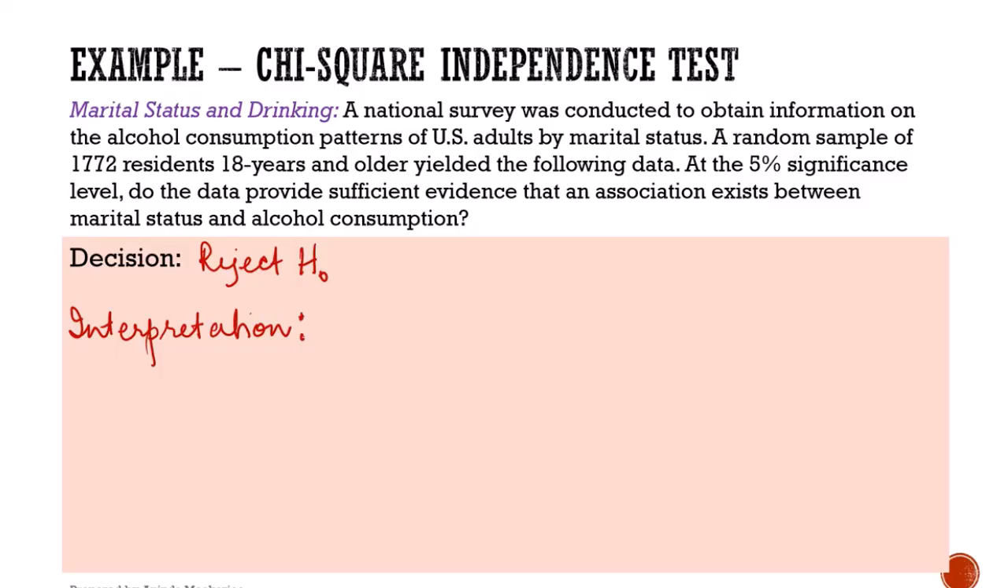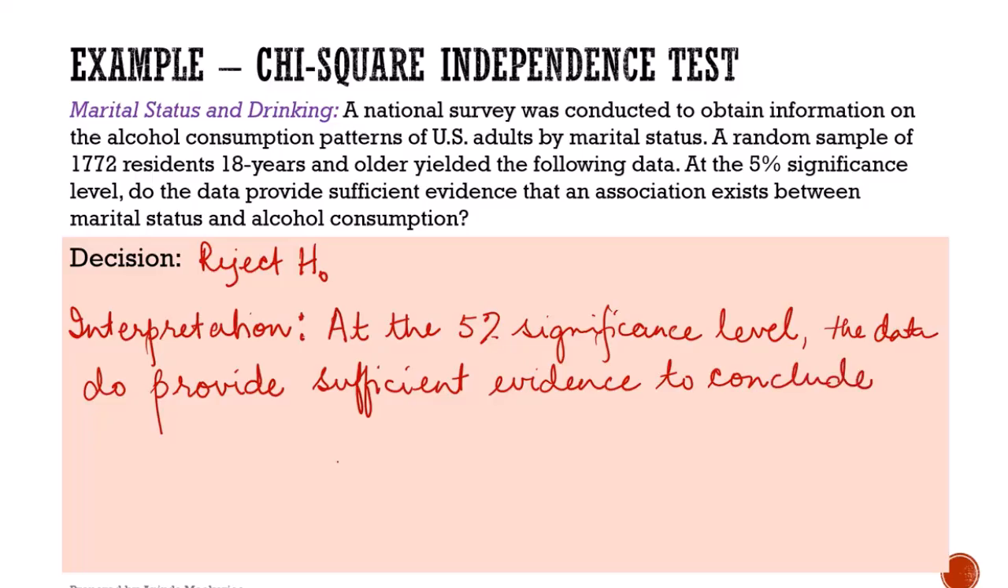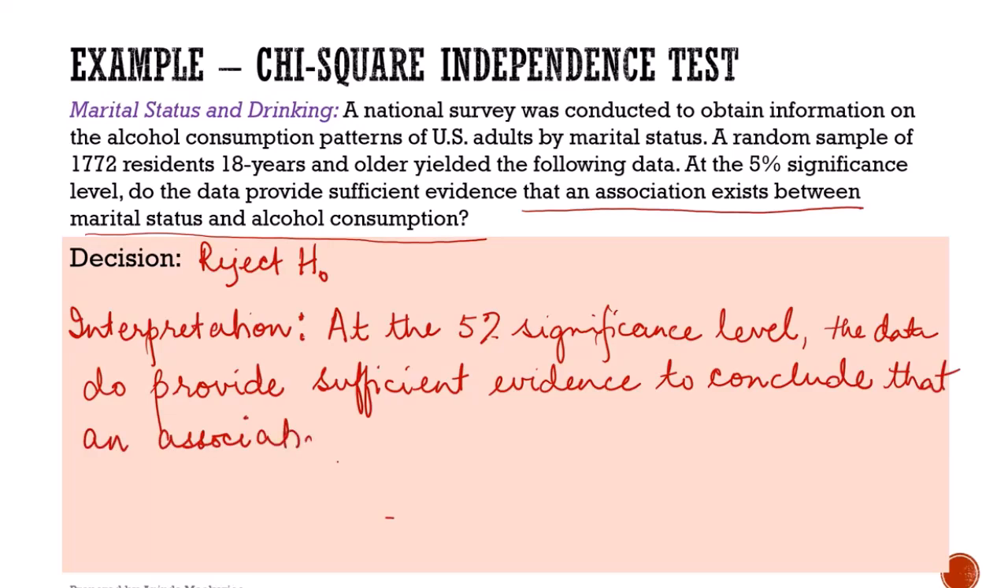For interpretation of hypothesis tests, you always begin with the significance level. So you say, at the 5% significance level, which was the significance level that we were testing, the data do provide, if it's reject, you always say that your data was strong enough, sufficient evidence to conclude, and then I'm going to use the verbiage from the question: that an association exists between marital status and alcohol consumption. So just use the verbiage from the question. You don't have to think too much about it.